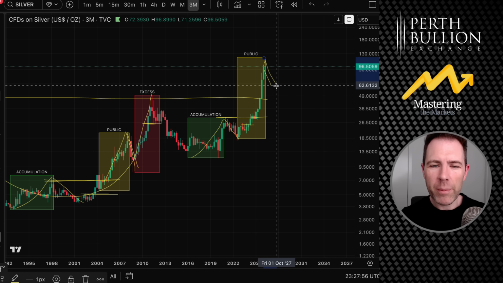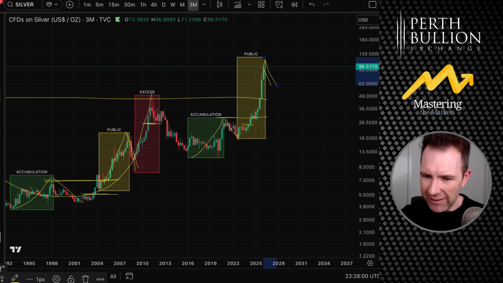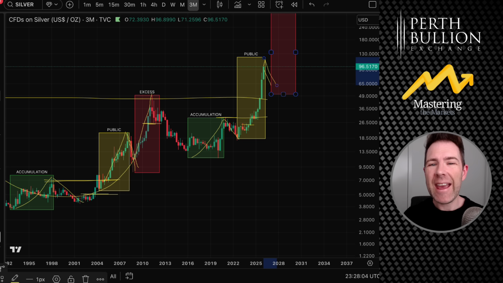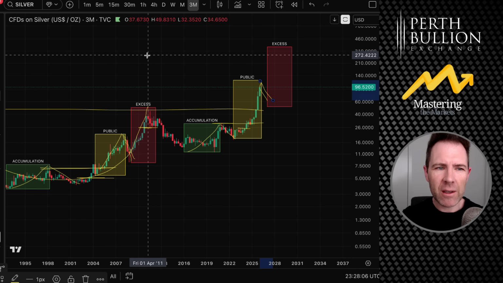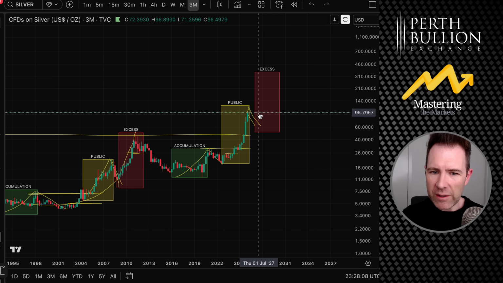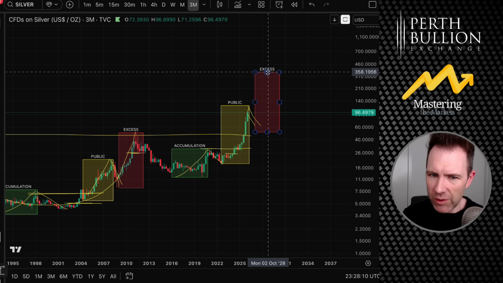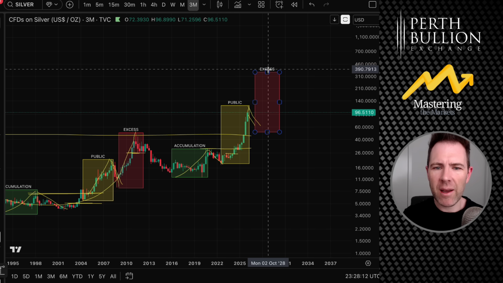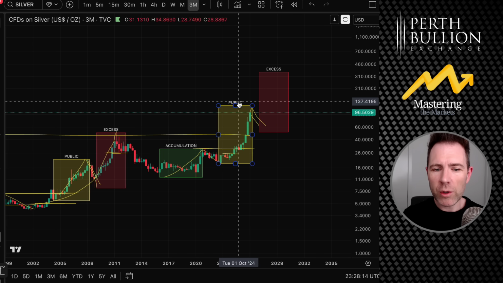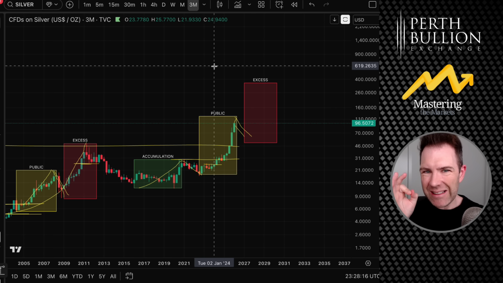The silver top is not in because we have yet to go. We have right here the excess phase still to go. Now ignore where it starts from, where it goes to, etc. It could be much higher than here, it could be lower than here. But what you do know is that the silver top is not in yet.